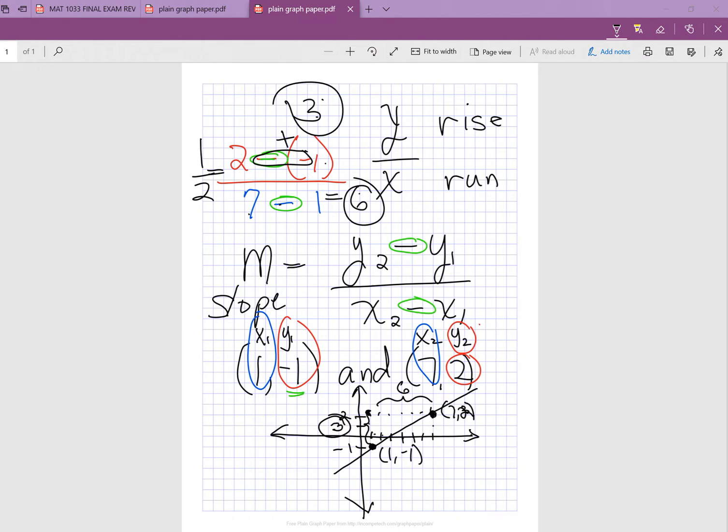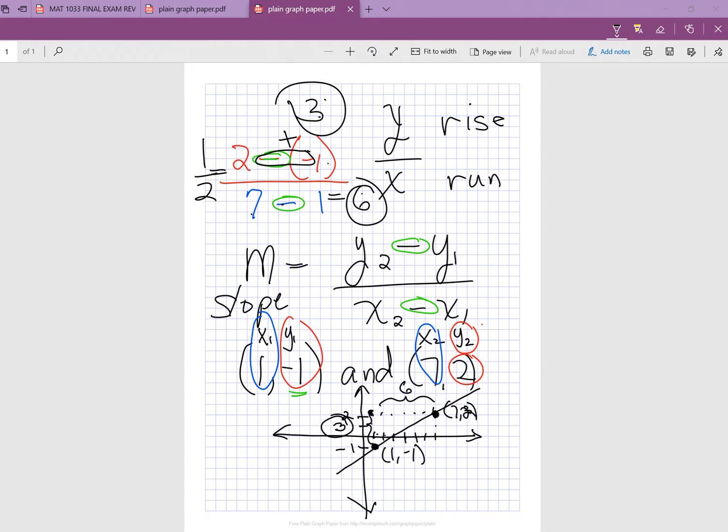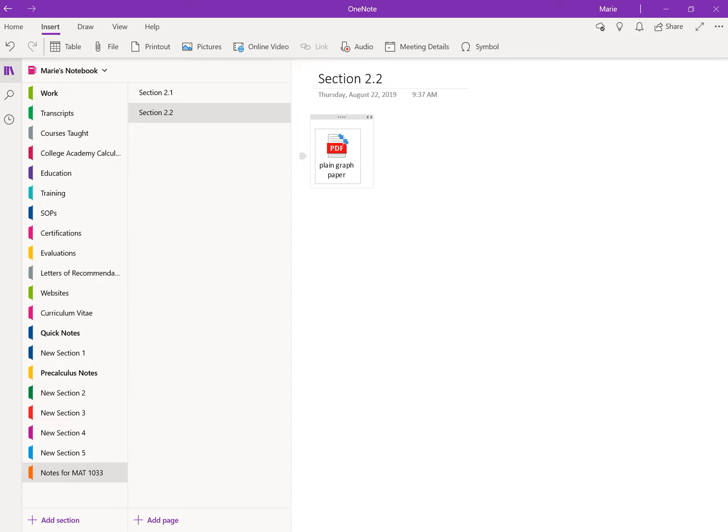Let me see if I can do another example. Let me go back over here and get another paper. See if I can get another graph.